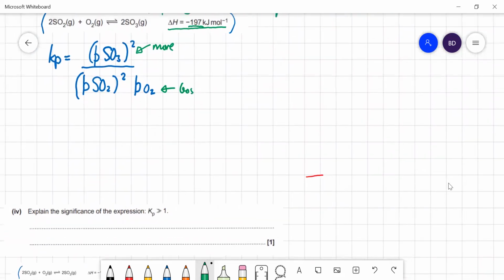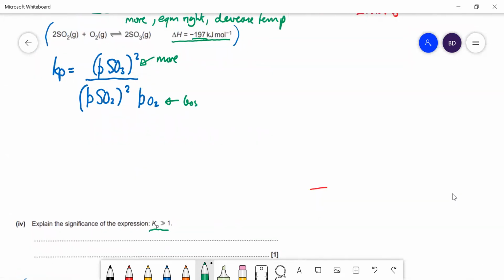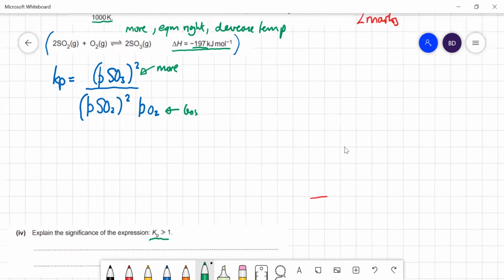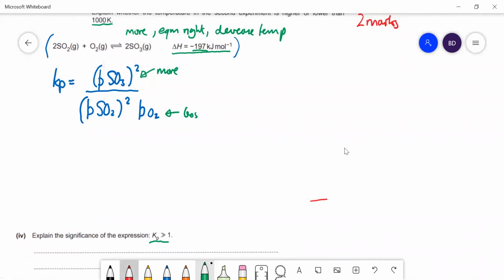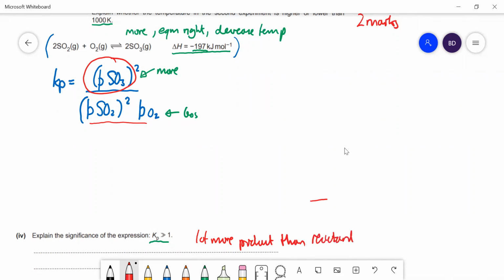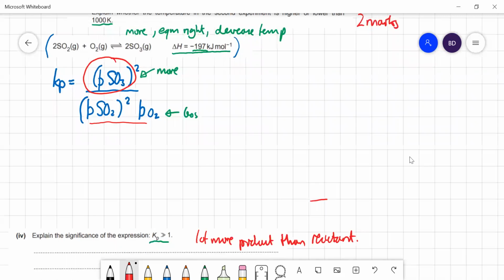Right. Explain the significance of the expression that Kp is a lot bigger than 1. Right. If Kp is a lot bigger than 1, it means that you've got a lot more product. Okay. You've got a lot more product than you have reactant. So we can say that the reaction doesn't go to completion exactly, but you get a lot more product than reactant. Okay.